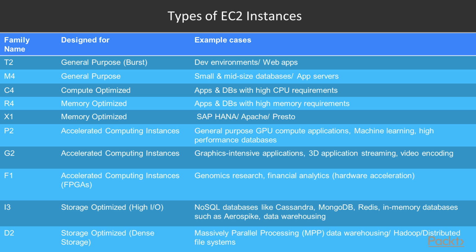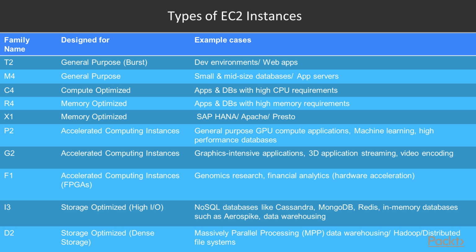Then we have P2, which are accelerated computing instances. Those are mainly general-purpose GPU compute applications. They include use cases such as machine learning, high-performance databases, molecular modeling, seismic analysis, computational finance.